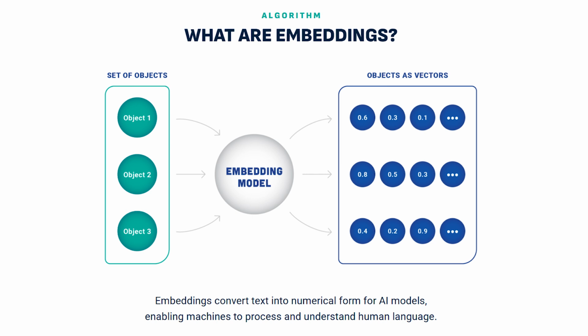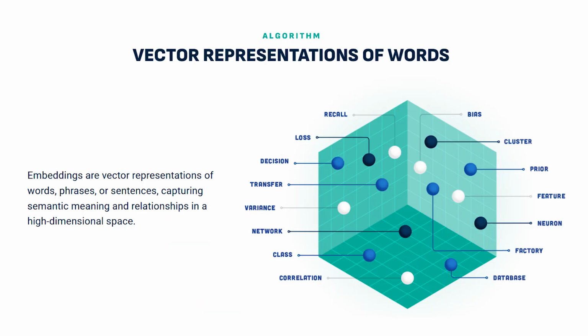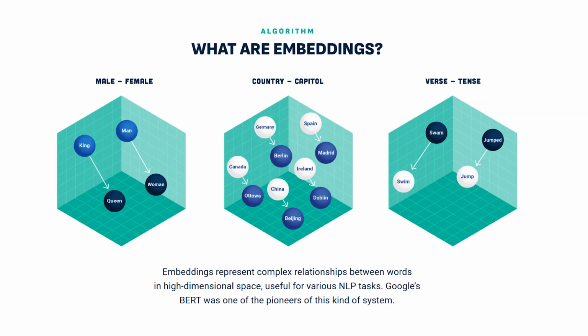Embeddings are vector representations of words, phrases, or sentences. They are the basic building blocks of large language models. Essentially, a piece of content is converted to an array of numbers. That array of numbers defines a point in space. These points live in a high-dimensional space. In Market Brew's case, that means thousands of dimensions, all capturing different semantic meaning and relationships.